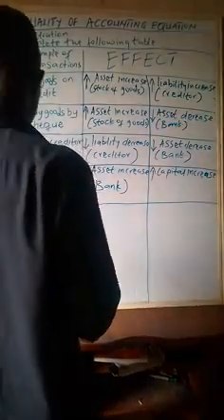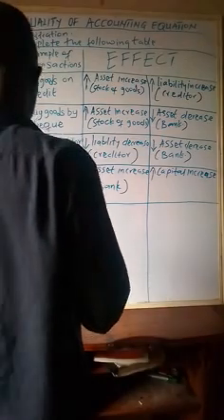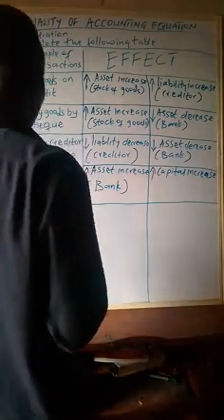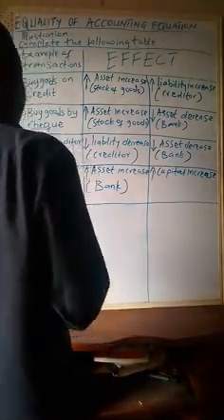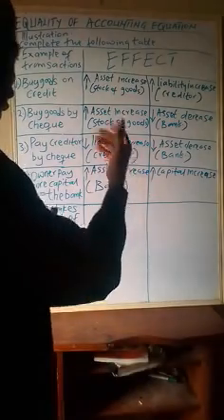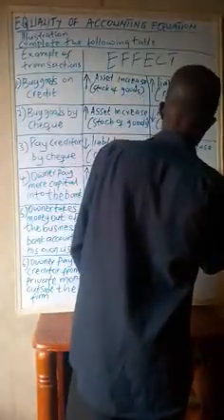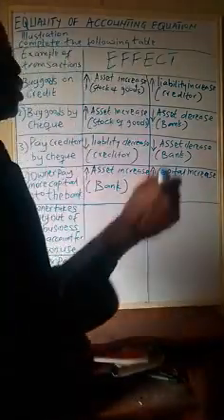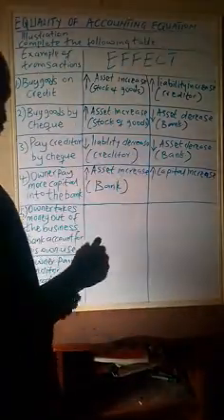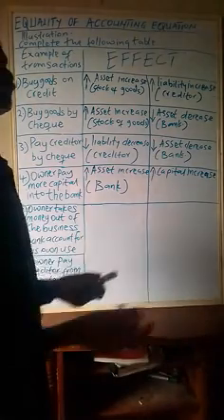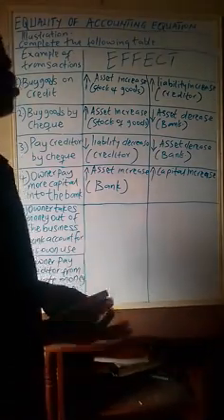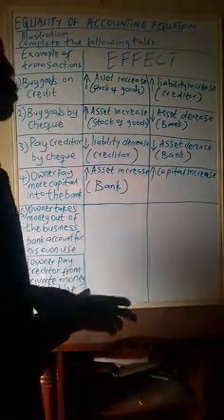When the owner takes money out of the business bank account for his own use, the money is not being used for the business. But there is a record for the money he takes out, and we are not going to record the name of the owner. We are going to record capital, because whenever the owner brings money into the business, it is called capital.